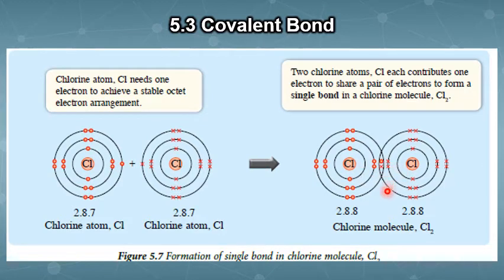Both are stable now. So the electron arrangement becomes 2.8.8. Why 8? Because the valence electrons is 8. Just now 7 now becomes 8 because they have shared a pair of electrons.